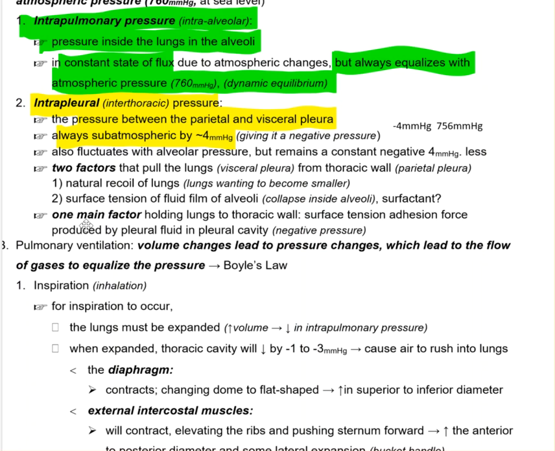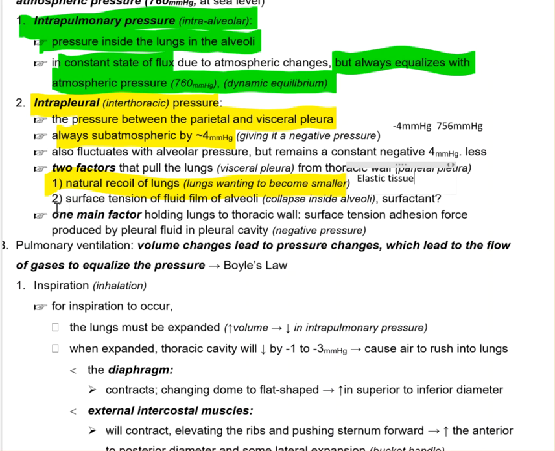Now, there are two factors that pull the lungs from the thoracic wall. This negative pressure is holding the lungs against the wall, but there are two factors that want the lungs to collapse on themselves. One of those is the natural recoil of the lungs. Remember that we said there was a lot of elastic tissue around the different alveoli and the different respiratory bronchioles.